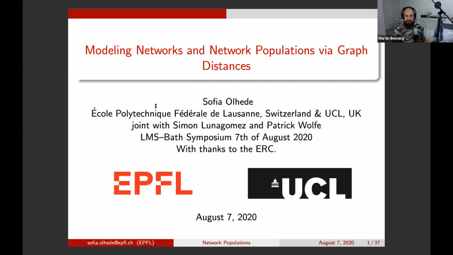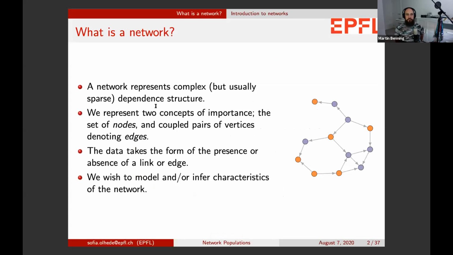So today I'm going to talk about modeling networks when you observe more than one network. And I should also, as you say, give thanks to the ERC because they funded this work, at least most of it. And I should also acknowledge my two co-authors, Simone Luna Gomez and Patrick Wolf. So we've heard today of networks, but not networks as data. We've heard about people using network structure in order to sort of hang the algorithm on a network structure. But I'm going to talk about the analysis of network and the analysis of more than one network.